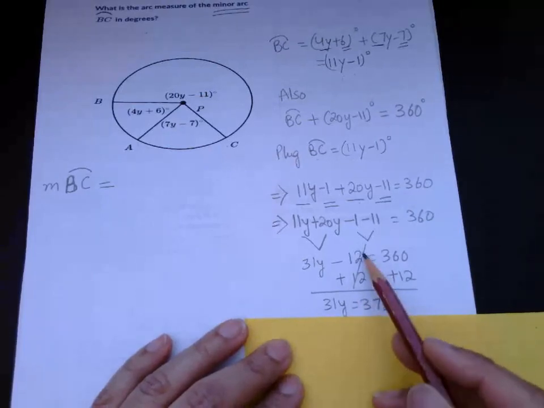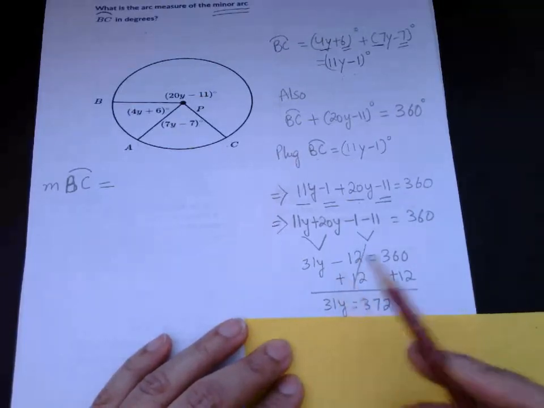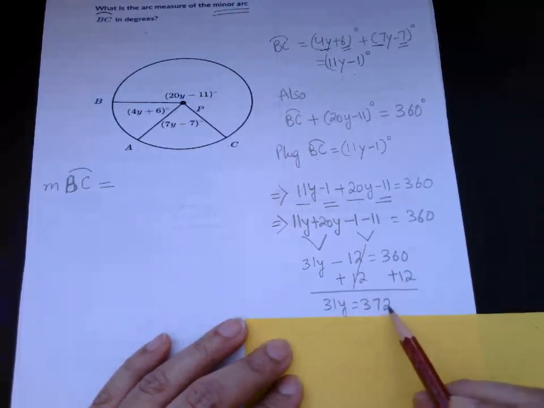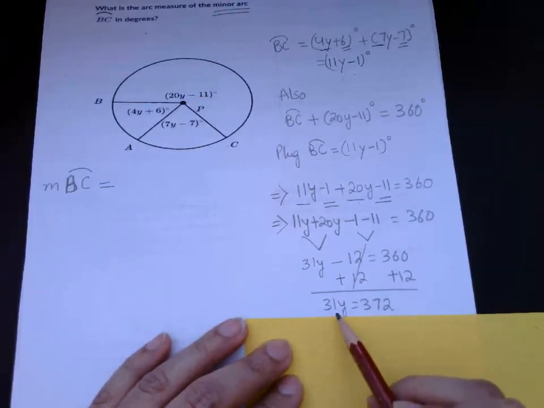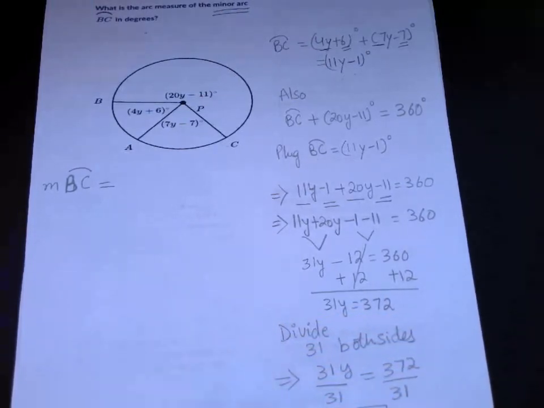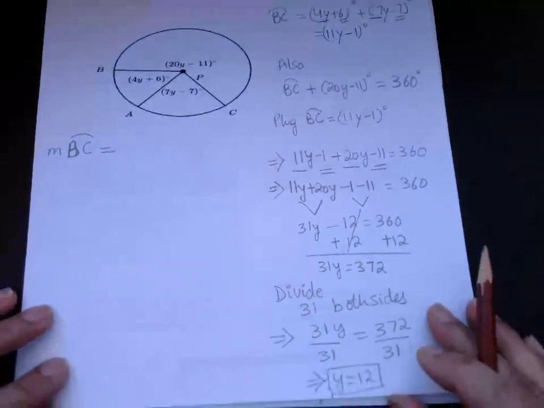To isolate the variable, I added 12 to both sides. I got 31y is equal to 372. Now I need to get rid of 31. How? Divide 31 on both sides. When you divide 31 on both sides, you will get y is equal to 12.